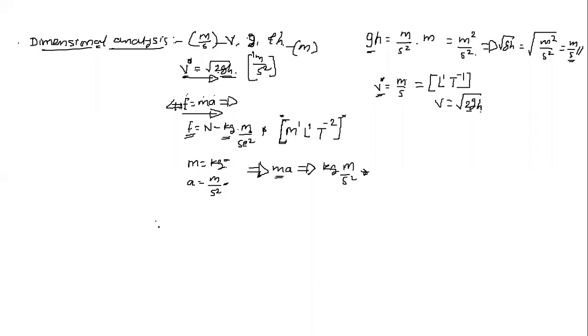So I'd like to consider once again checking the dimensional homogeneity. v is equal to under root 2gh. Now for the velocity, we know its dimension is L1 T raised to minus 1. L1 T raised to minus 1. This is what we have checked for the left hand side.